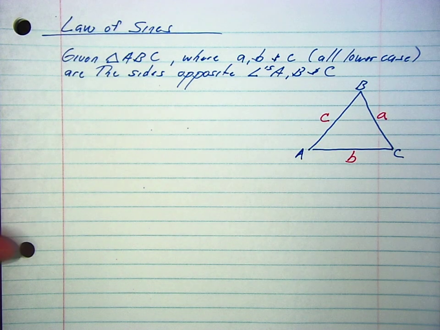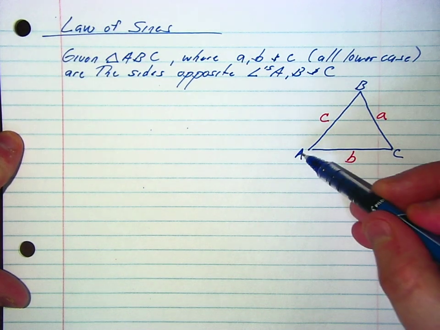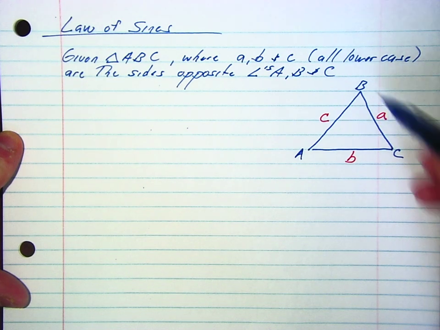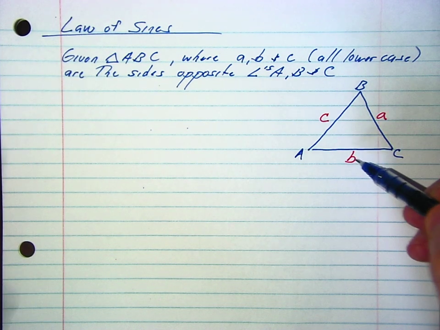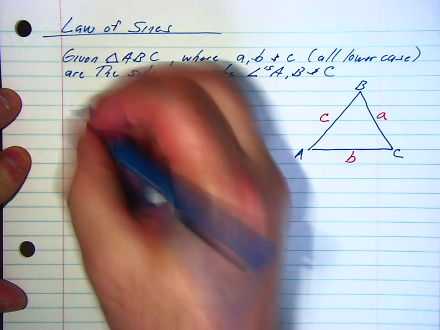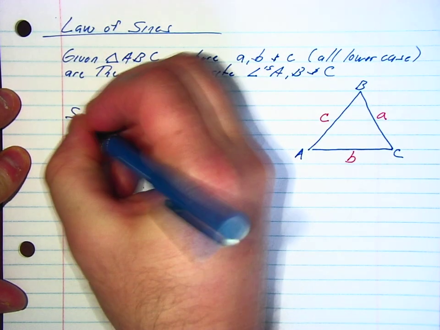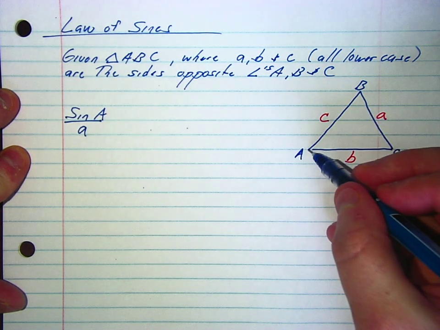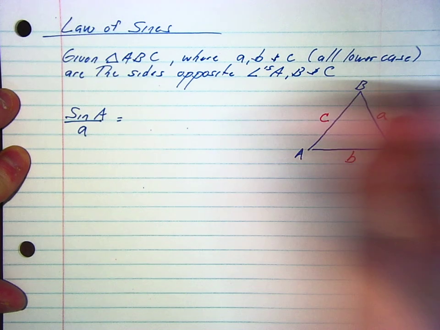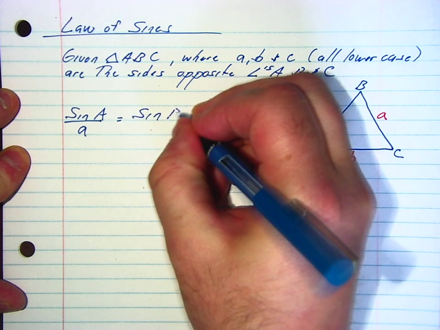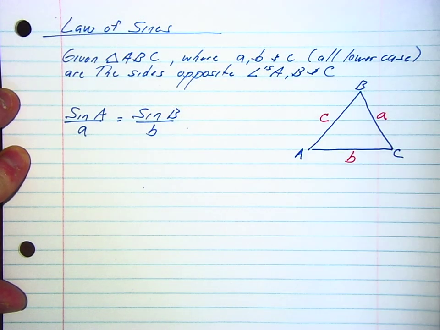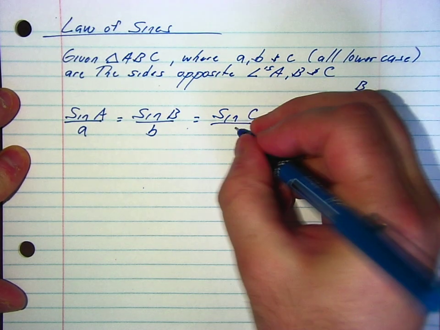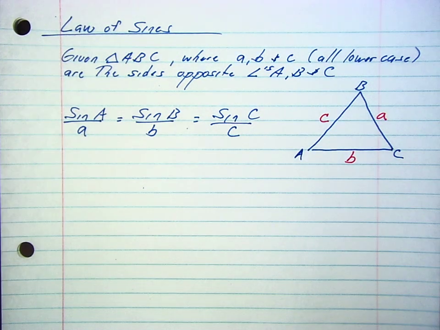Here's what the law of sines says. It says if you take the sine of any angle and put it over the opposite side, that would be equal to the sine of any other angle over its opposite side. So it's a proportionality statement. It's going to say the sine of angle A over little a would be equal to the sine of angle B over little b, which would also be equal to the sine of angle C over little c. That's your law of sines.